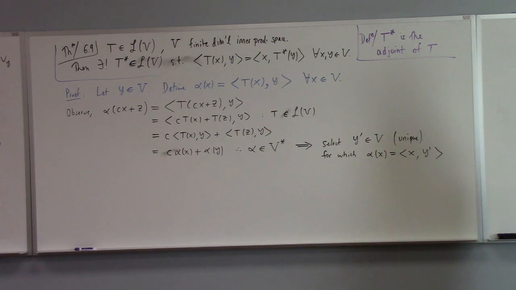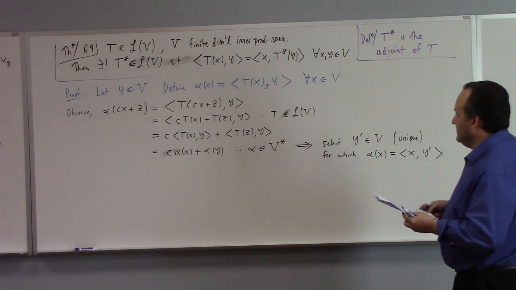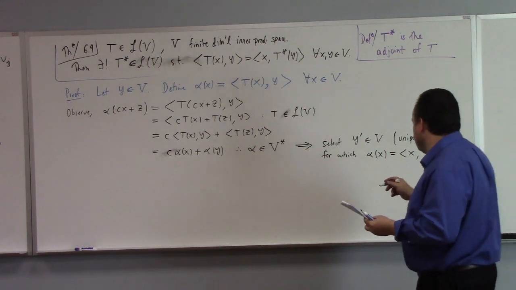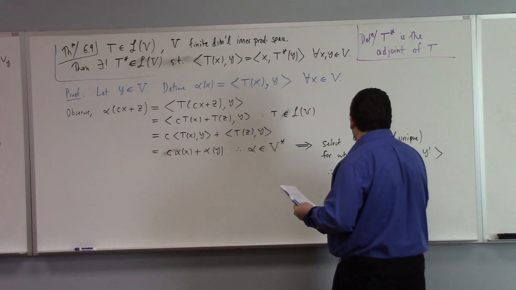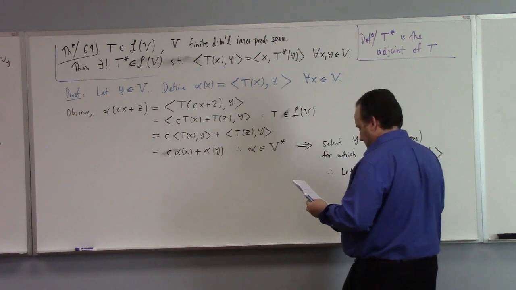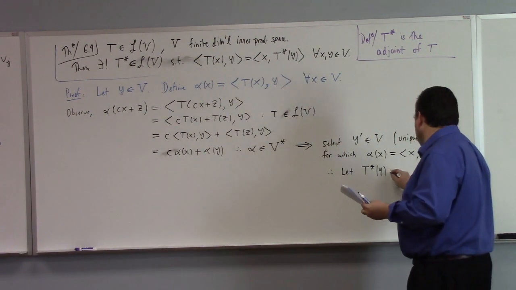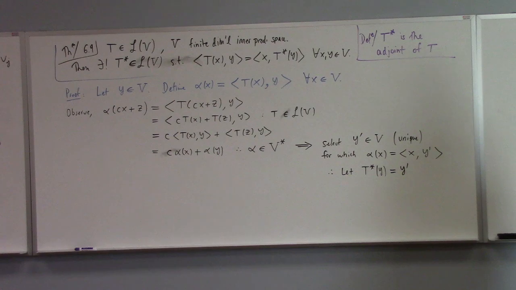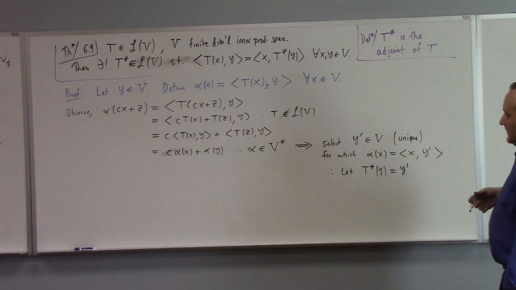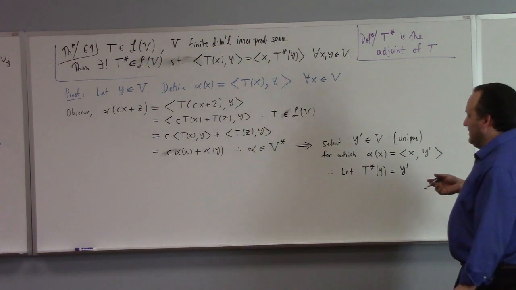So how should I define T star? T star of y should be equal to what? Y prime, yeah. That's a function because y prime is uniquely assigned in this context, right? If I hadn't muddled the proof of the previous theorem, we'd have proved that already, all right? So, great. And notice then that does what you want, right?